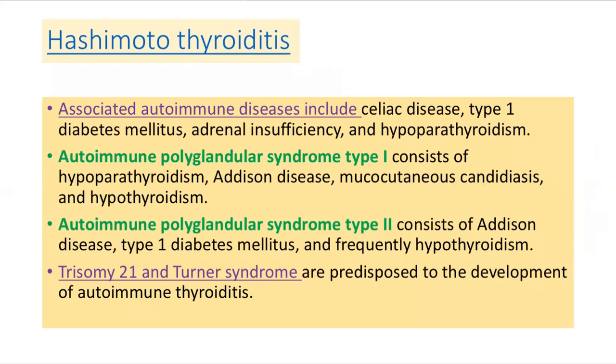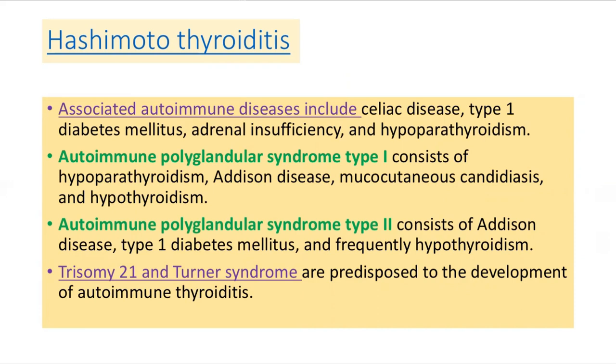Hashimoto thyroiditis برضو ممكن يبقى associated with autoimmune diseases زي celiac disease و type 1 diabetes mellitus و adrenal insufficiency and hypothyroidism. وممكن يبقى associated with trisomy 21 اللي هو Down syndrome and Turner syndrome. They are more predisposed to development of autoimmune thyroiditis.